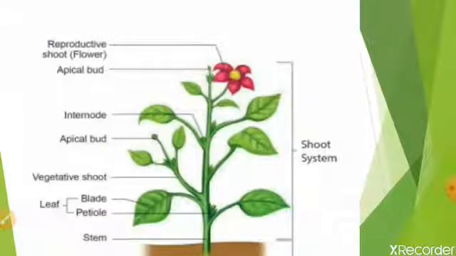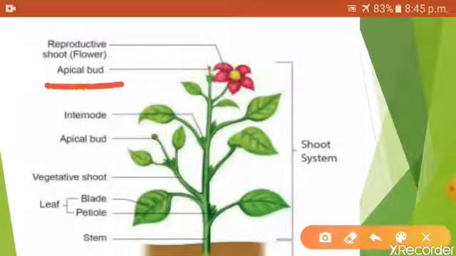The bud at the tip of the stem is known as apical or terminal bud, and the buds at the axils of the leaves are called axillary buds. So, these are the parts of the shoot system. Is it clear, children?